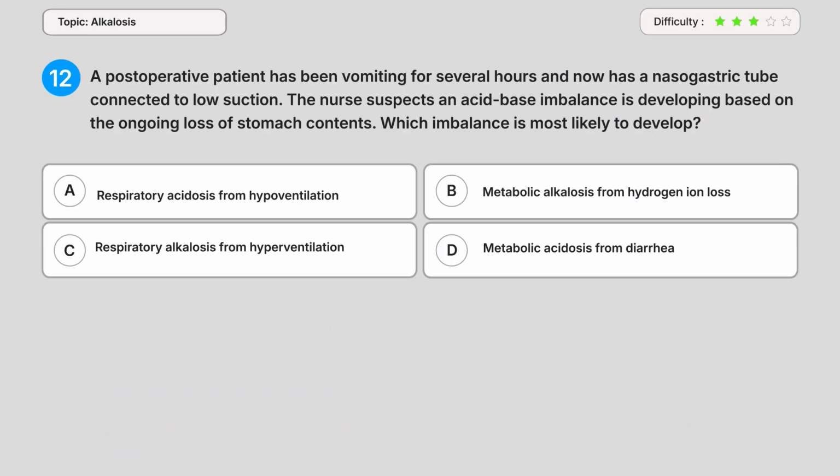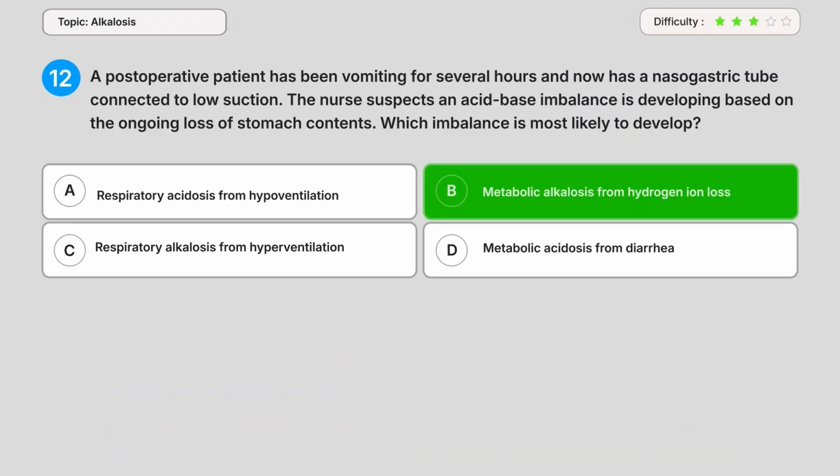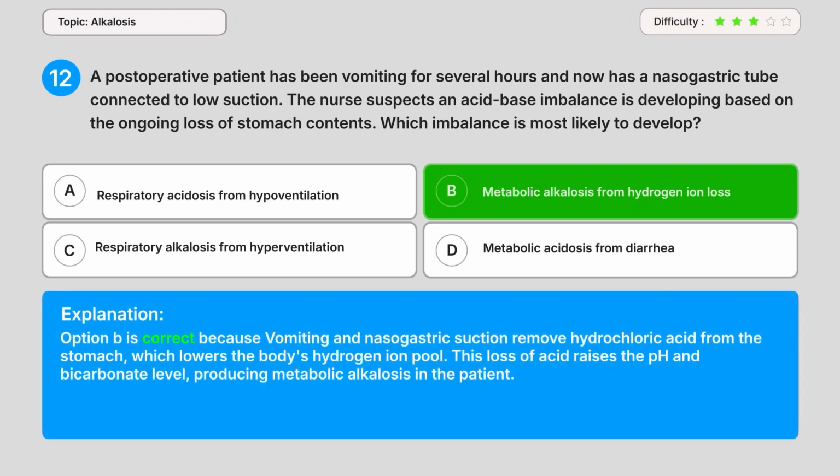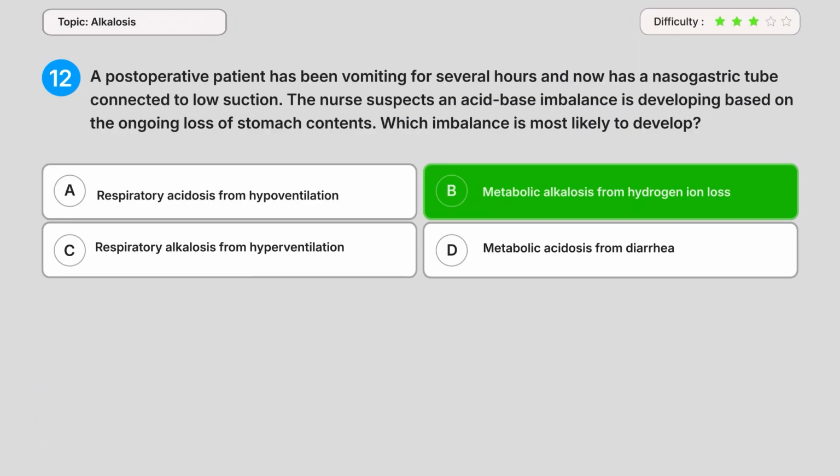Correct answer. B. Metabolic alkalosis from hydrogen ion loss. Vomiting and nasogastric suction remove hydrochloric acid from the stomach, which lowers the body's hydrogen ion pool. This loss of acid raises the pH and bicarbonate level, producing metabolic alkalosis in the patient.